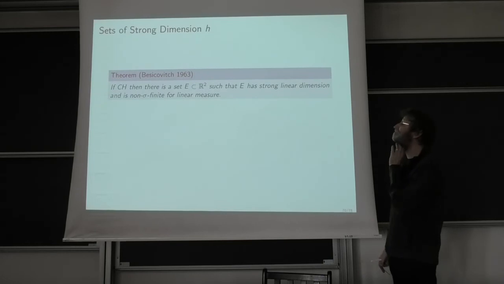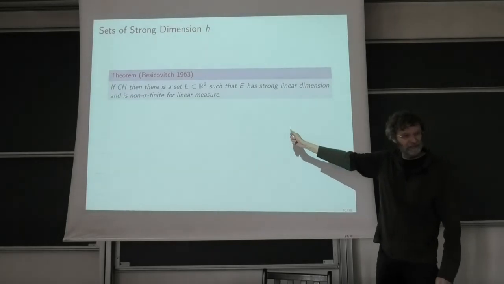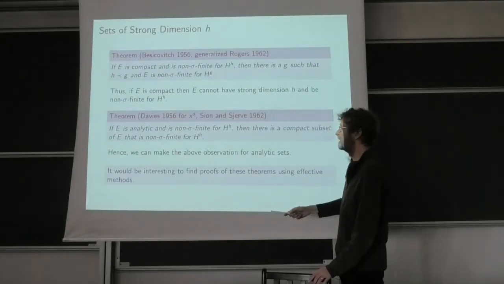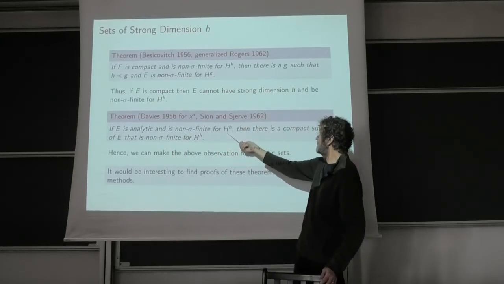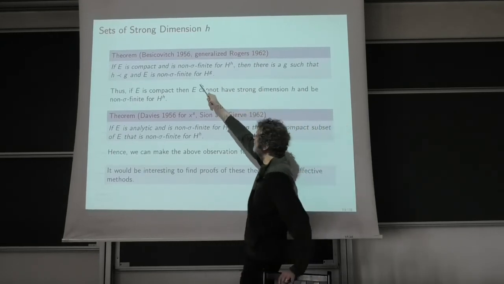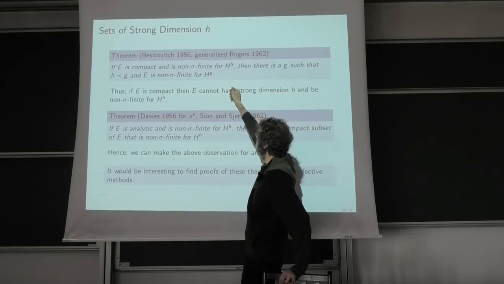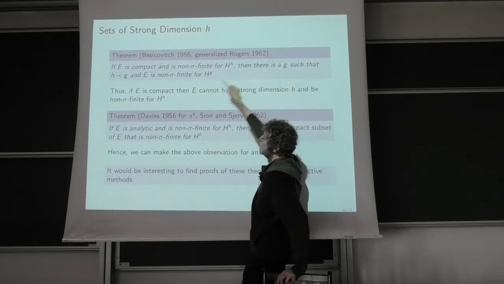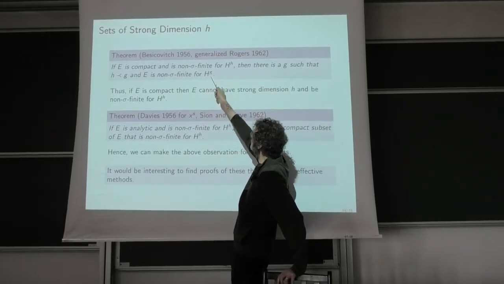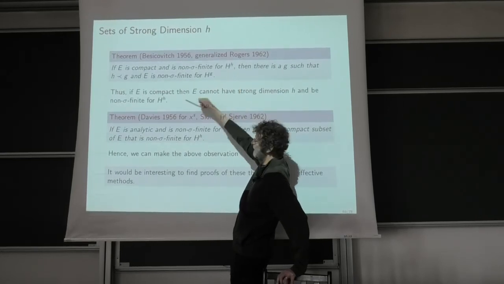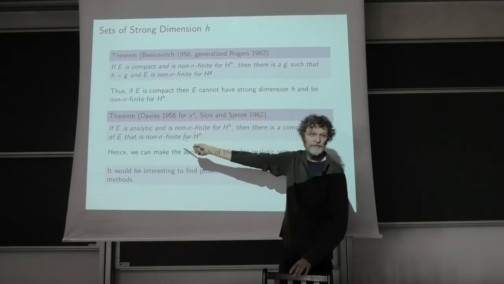Okay, now this is an interesting theorem of Besicovitch, right? So the theorem previously, let's go back to this theorem. Oh, sorry, I'm doing this one. If I have a compact or analytic set and that set is not sigma finite for h, then there is a G that's bigger such that E is not sigma finite for hG. Okay, so if a set is not sigma finite for h, and it's a concrete set, it can't be the strong dimension.